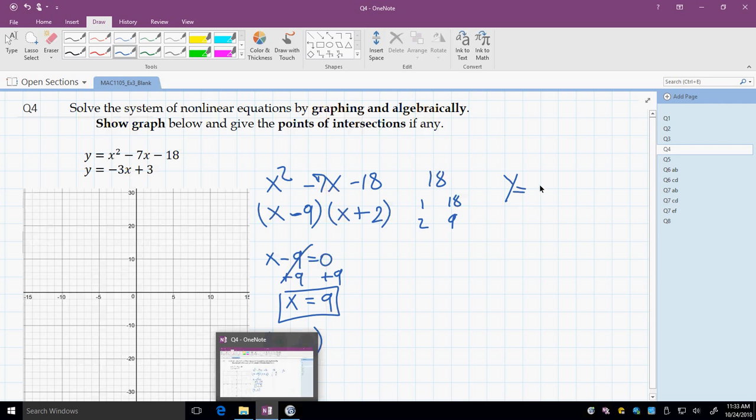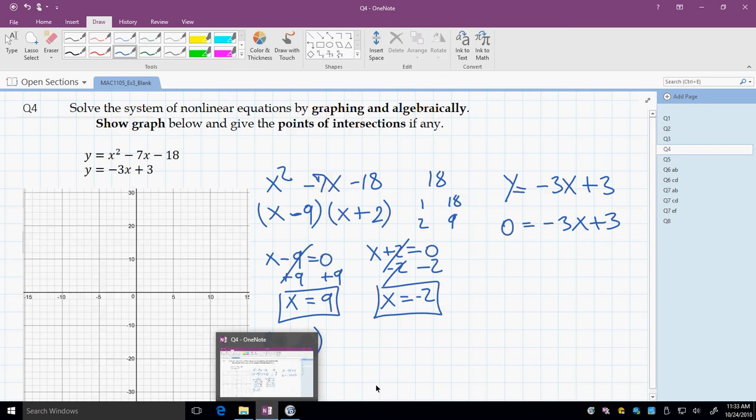equation is going to be y equals negative 3x plus 3. This is a linear one, so it's easier. Set it equal to 0. Negative 3x plus 3. I forgot about the plus 2, so subtract 2, subtract 2. The 2 cancel. x equals negative 2. And the point is going to be (negative 2, 0).